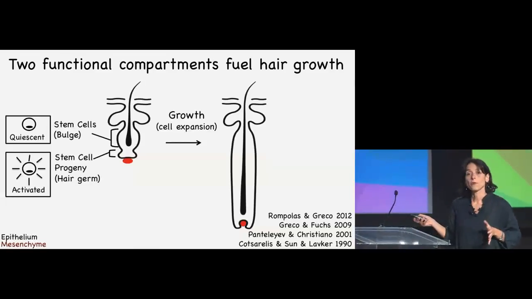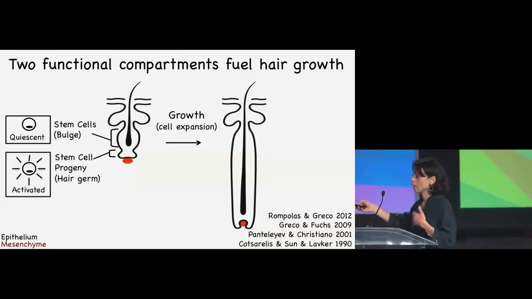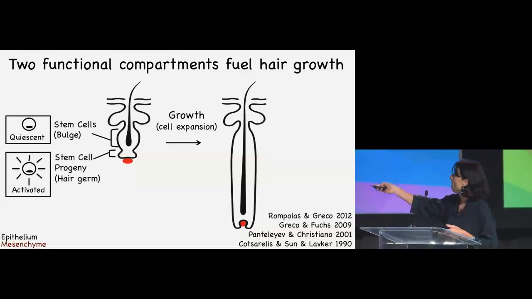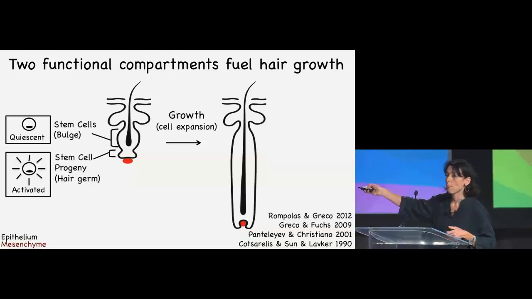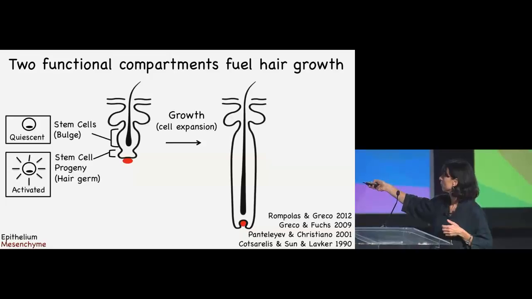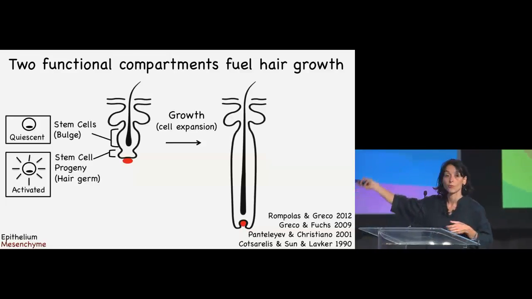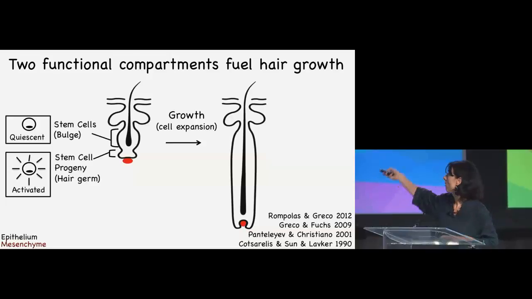Using these approaches, what we understood, in addition to previous work from George and Mayumi, as well as my postdoctoral work, is that two populations, a quiescent one called bulge stem cells, coming from George's discoveries, and the germ, as well as stem cell progeny just below, are two populations that fuel the process of growth, where the follicle goes from its short form in the rest phase to its long form in its growth phase.